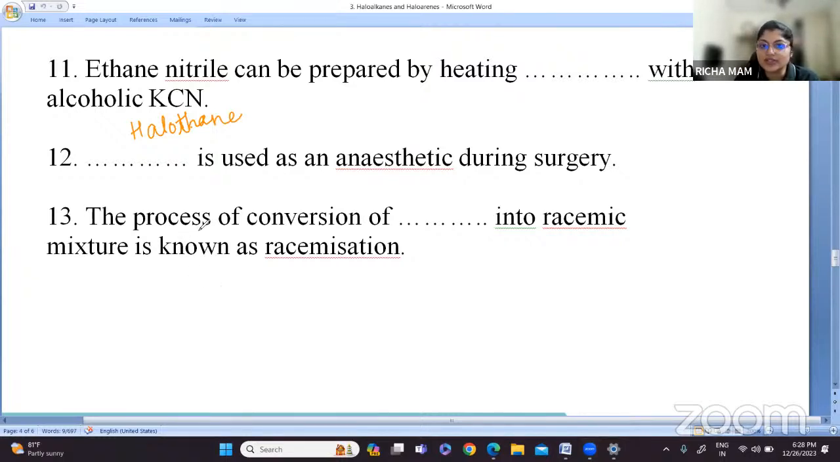Next question. The process of conversion of dash into racemic mixture is known as racemization. What is it? Enantiomers. Yes, Vidya has answered it right. It is enantiomers. When you convert enantiomers into a racemic mixture, it is called racemization. Yes, Vedvati and Vidya have answered it right. It is enantiomers. Good.